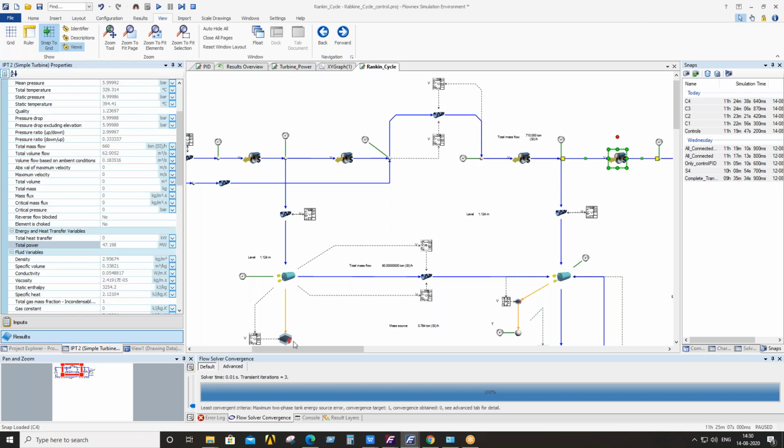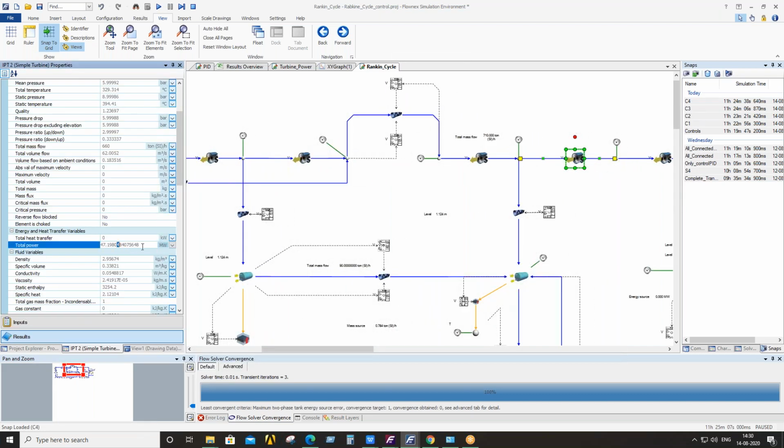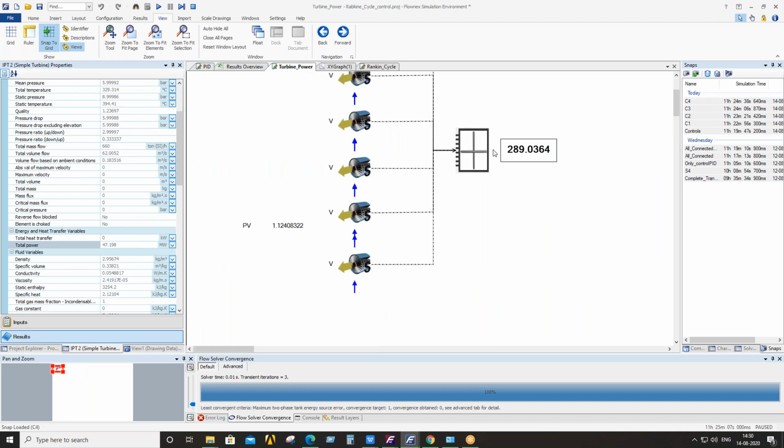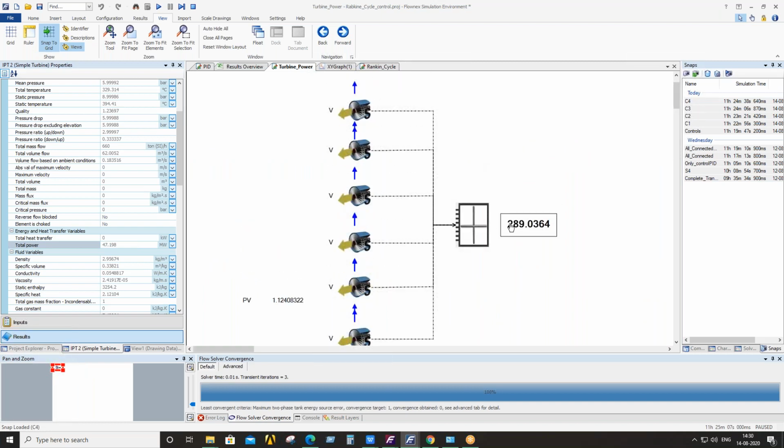So if you make a summation of all the powers, you can get the total plant power, which is producing now 289.0364 megawatt.